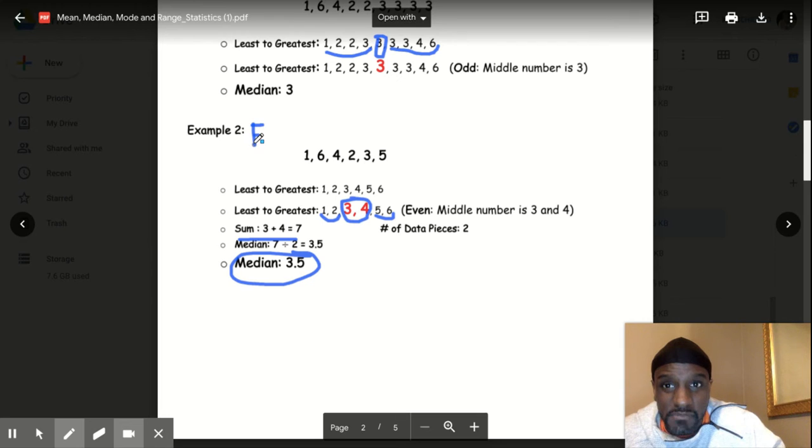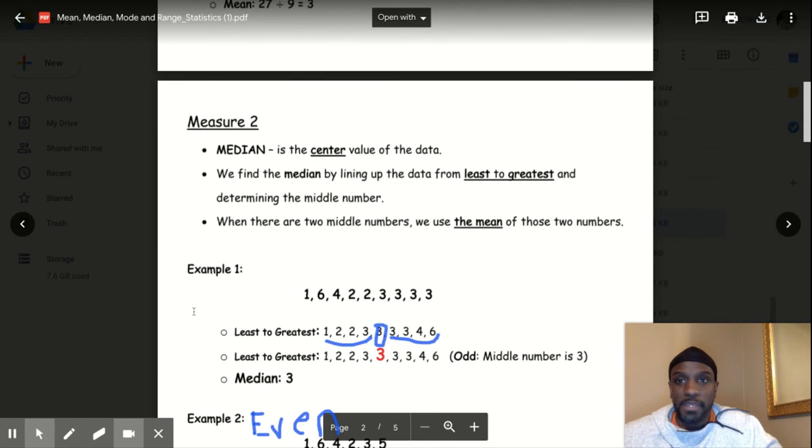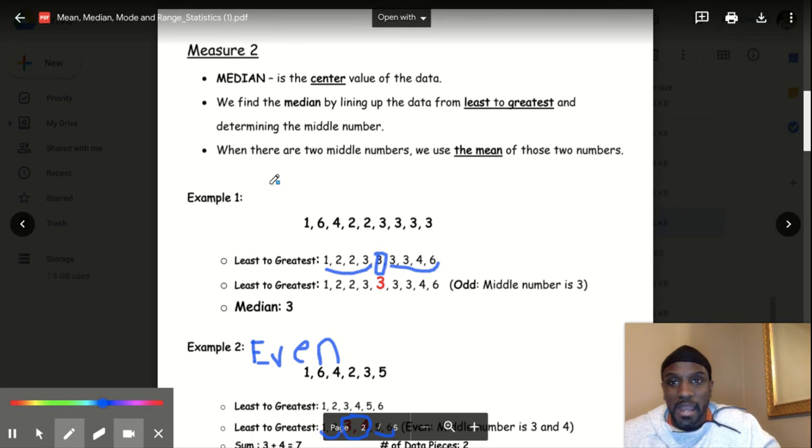When you have an even set of numbers, then you have to calculate the median this way. This is for an even set of numbers. The other one is for odd. I'm going to go back up there and write that up there. This is for when you have an odd set of numbers.